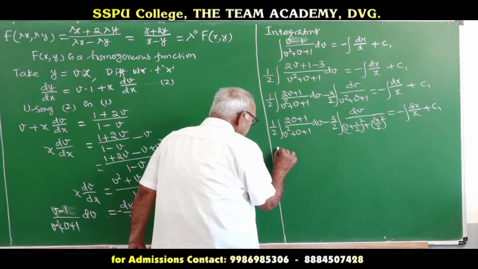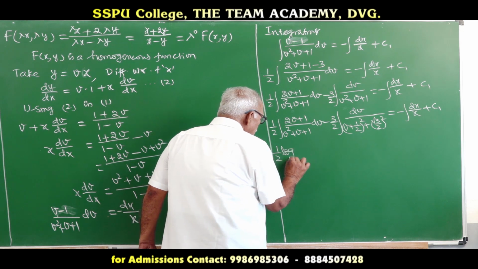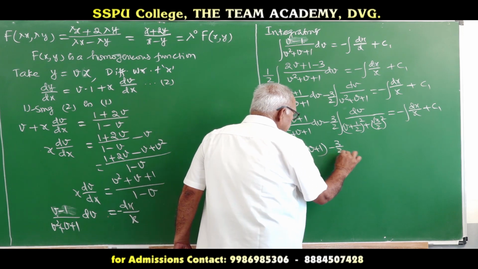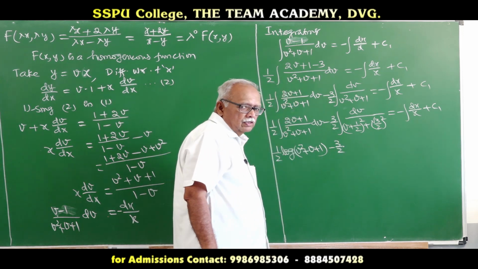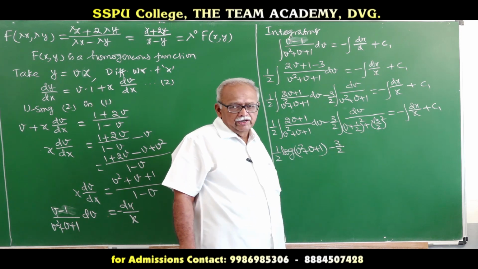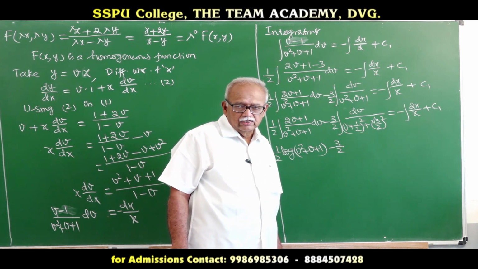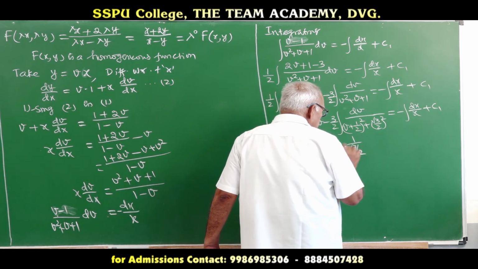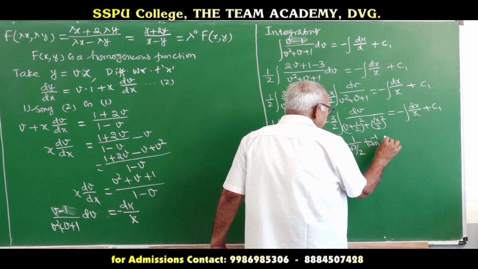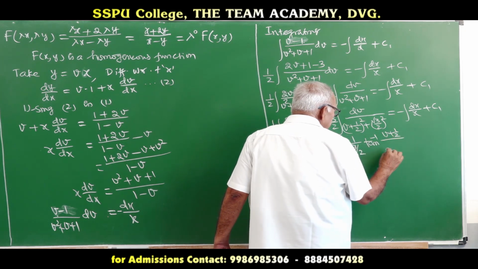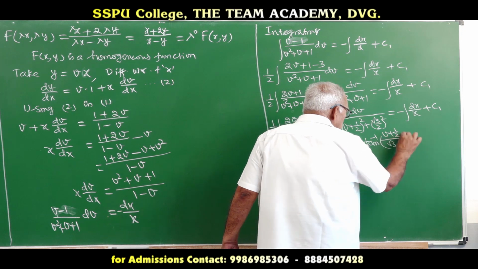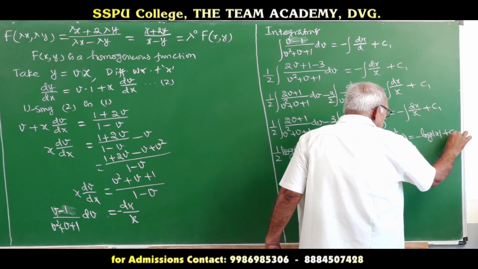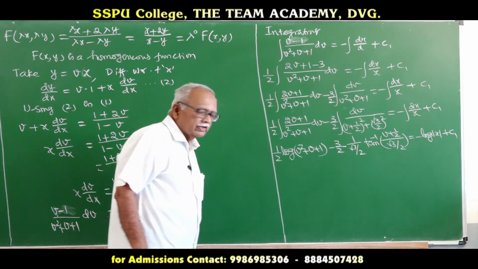This integral we can easily integrate: 1 by 2 log (v square plus v plus 1) minus 3 by 2 into, this is a square plus x square form, 1 by a tan inverse of x by a, where 1 by a is root 3 by 2, tan inverse of (v plus 1 by 2) divided by root 3 by 2, is equal to minus log mod x plus c1. So our integration is over.